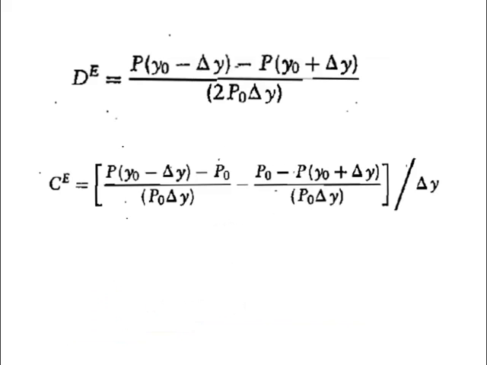Please remember from level 1, duration is defined as the percentage change in the price of a bond for a 1% change in yield. And convexity is defined as the change in duration for a 1% change in yield. So in mortgages, we refer to this as the effective convexity and the effective duration. So we'll take the price when the yields fall minus the price when the yields rise upon 2 into P naught into delta Y.